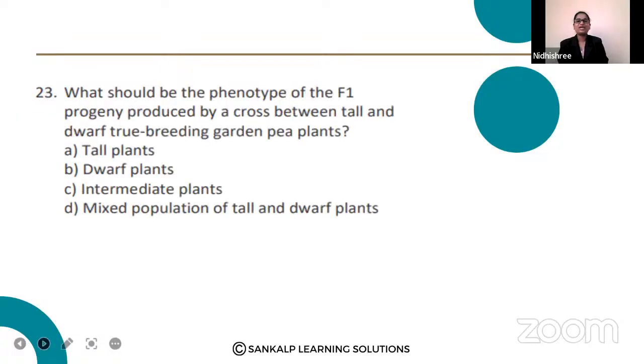What should be the phenotype of the F1 progeny produced by a cross between tall and dwarf true breeding garden pea plants? Option A tall, option B dwarf, option C intermediate, option D mixed population. Option A, tall plants, ma'am.